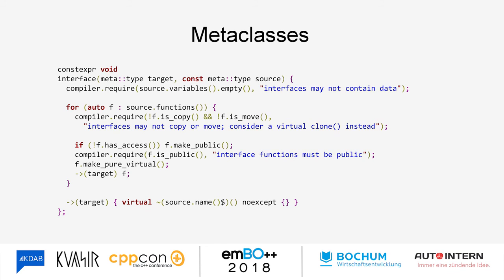And then the weird syntax is this arrow into target f. And this is code injection. So this is saying we've manipulated this function f, maybe by making it pure virtual, by making it public, done some kind of transformations on it, and now we're going to inject this function into our target type. So this is actually manipulating the target type by adding functions into the definition in library code.